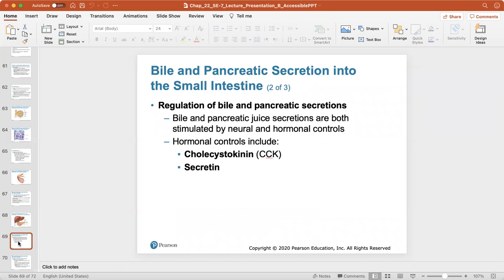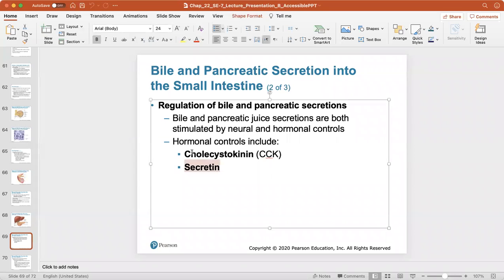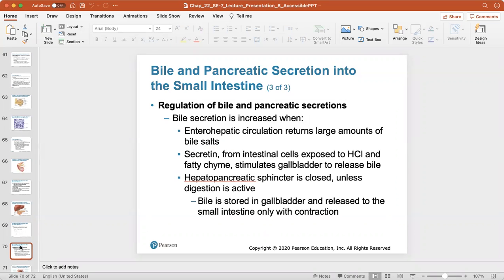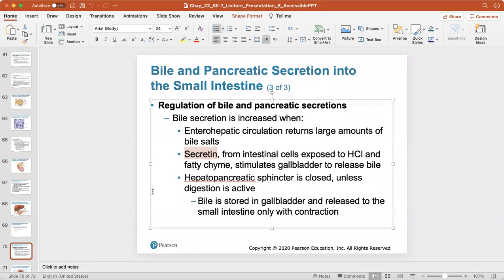Regulation of bile and pancreatic secretions are both stimulated by neural and hormonal controls. These are the hormonal controls, cholecystokinin, CCK, and secretin, which are again controlling the digestive juices entering into the duodenum. Bile secretion will be increased when the enterohepatic circulation returns large amounts of bile salts. Secretin will also stimulate the gallbladder to release bile, and then the hepatopancreatic sphincter will be closed unless digestion is active.